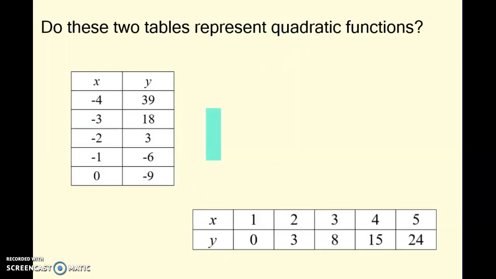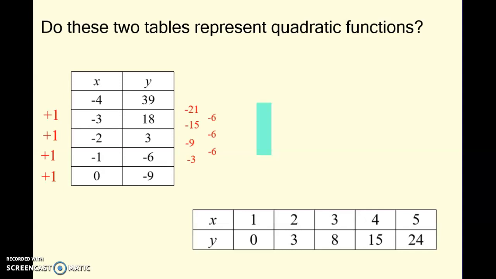Do these two tables represent quadratic functions? Let's take a look at the first one. For each of those terms, you'll see that they're going up by 1. -4 to a -3 is going up by 1. If you look at the y values, though, the y values are not consistent at all. They went down by 21, then by 15, then by 9, then by 3. But if you look at the second differences, they are all -6. This table is a quadratic function.